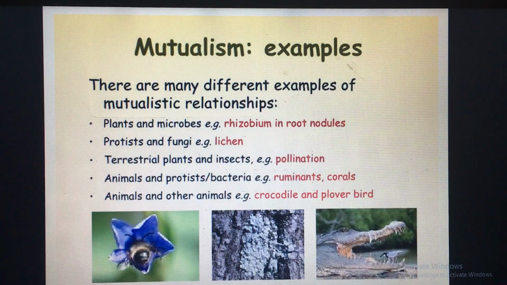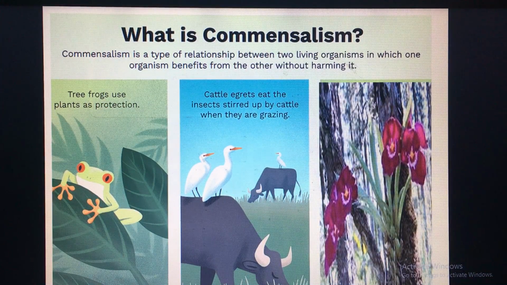Mutualism is the most common among these. A good example is rhizobium and the plant, and another good example is lichens. And then you have commensalism. As we said, one is benefited, the other is unaffected. Examples are orchids on trees and birds on buffaloes. Frogs use plants as protection. When orchids grow on trees, they are benefited. However, the tree remains unaffected. That is commensalism.